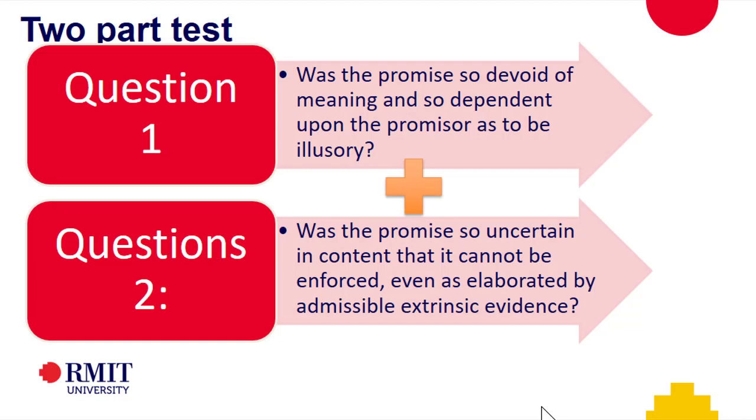But we also need to ask, was the promise so uncertain in content that it cannot be enforced, even as elaborated by admissible extrinsic evidence? So is there anything else out there? If it's so broad and vague and so unfettered as to be illusory, do we need to bring something from outside to make sense? And if we can bring something outside to make sense, then we can do that.